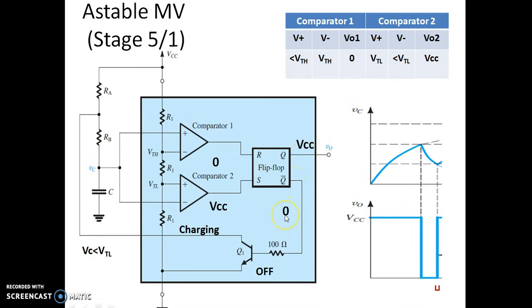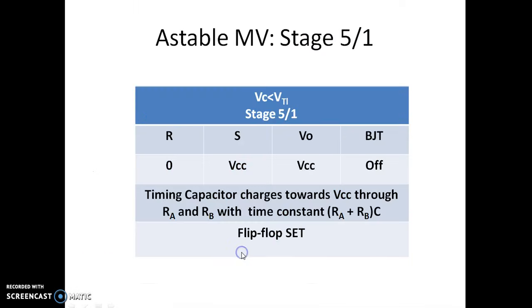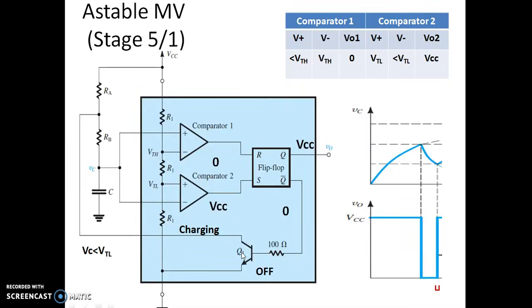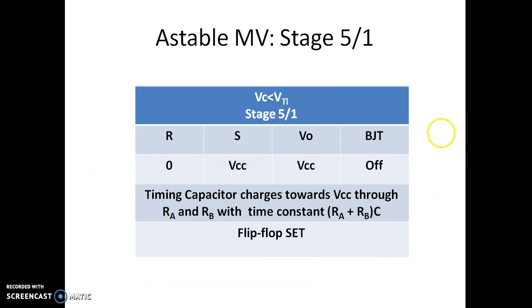When it is set, Q bar is 0. When Q bar is 0, the transistor is off. The transistor being off means the capacitor again starts charging. Now you can see the capacitor again starts charging once the capacitor voltage goes below VTL. That's the summary over here.